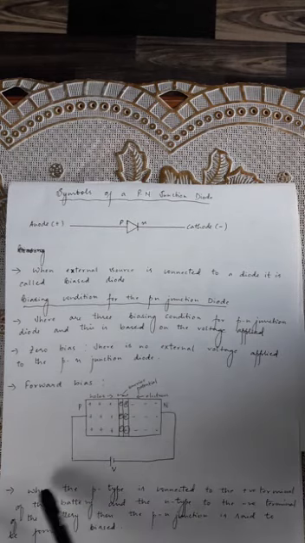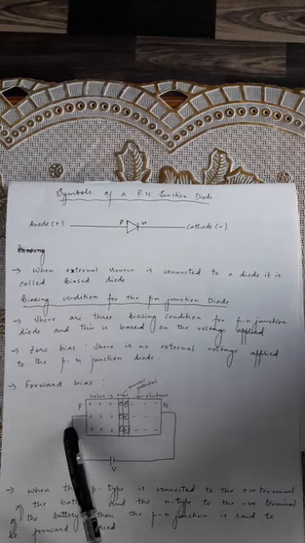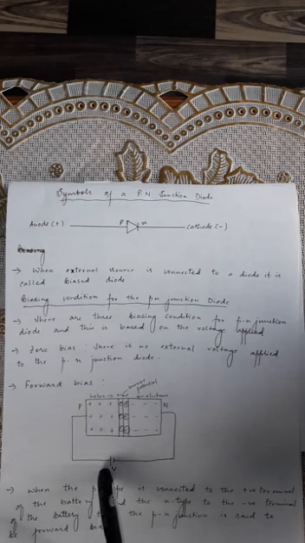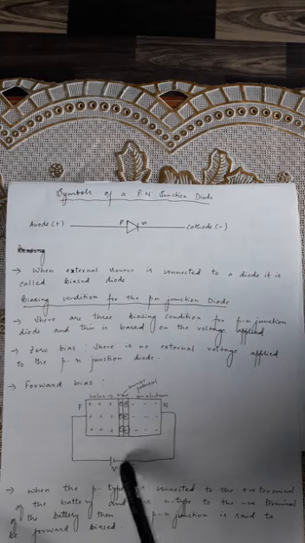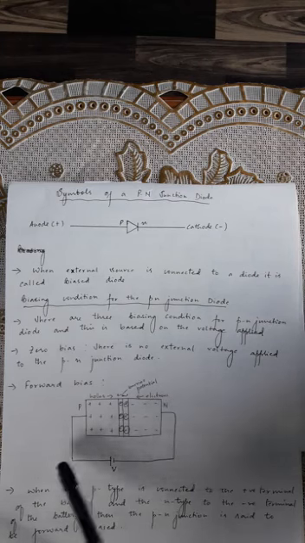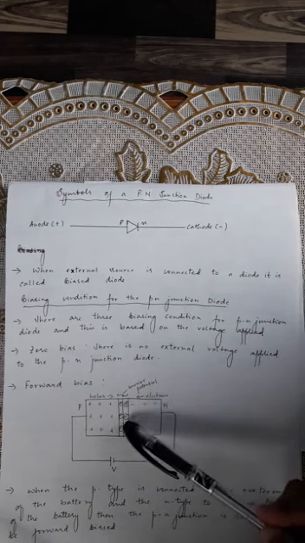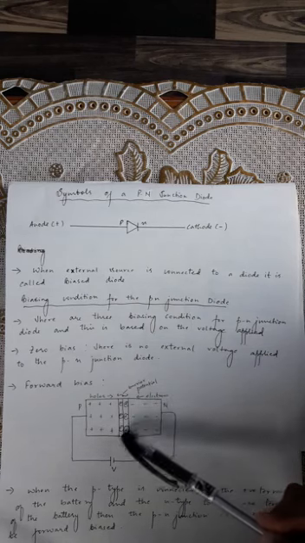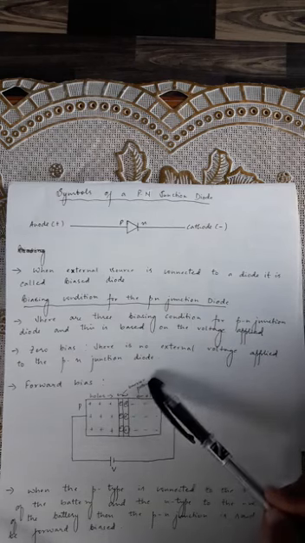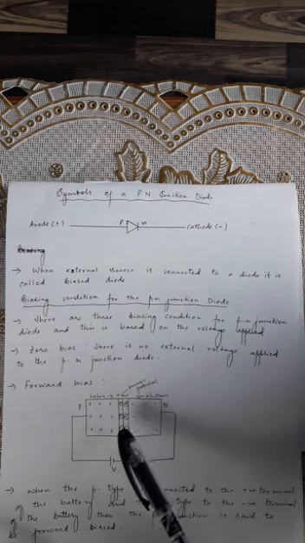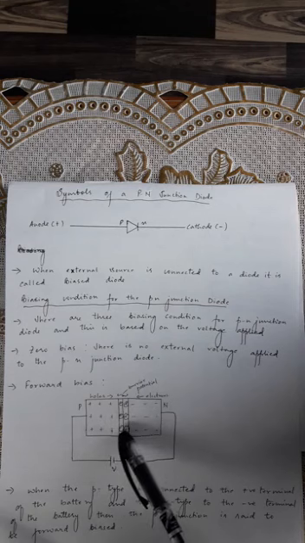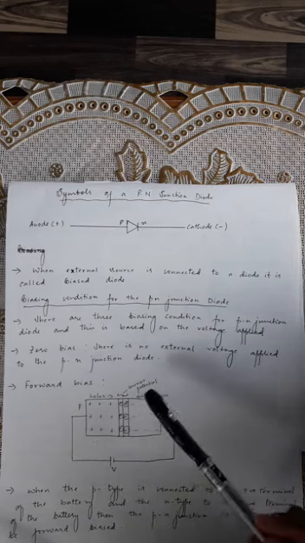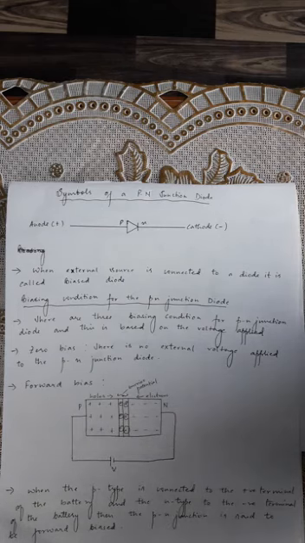So as we see from the diagram, the holes from the P side are repelled from the positive terminal and the electrons from the N side are repelled by the negative terminal, and they are trying to move to the junction. Due to this, the depletion width becomes smaller and that also reduces the barrier potential. Now if the potential difference becomes lesser and lesser, the depletion region will disappear, so the electrons and holes will combine together, and there will be a flow of current from anode to cathode.